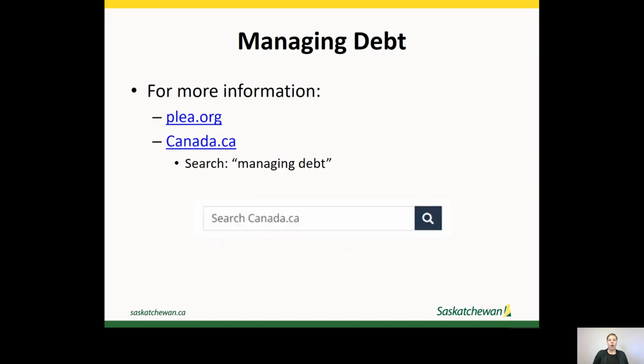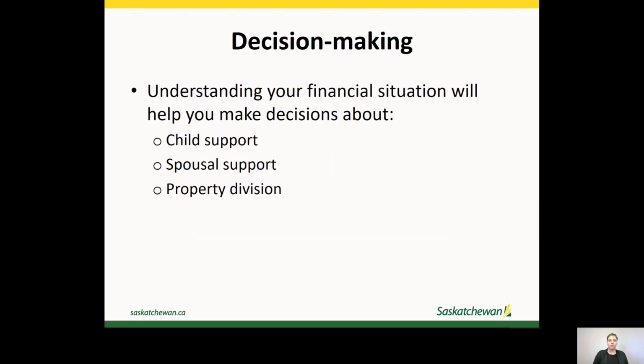For more information on your options for managing debt, you can visit the Debts and Credit section of plea.org or visit canada.ca and search for Managing Debt. Once you have prepared a balance sheet of your assets and liabilities and have begun working on a budget, you should have the information you need to begin making decisions about property division and spousal support. You can find more information about these topics in other videos in this series.